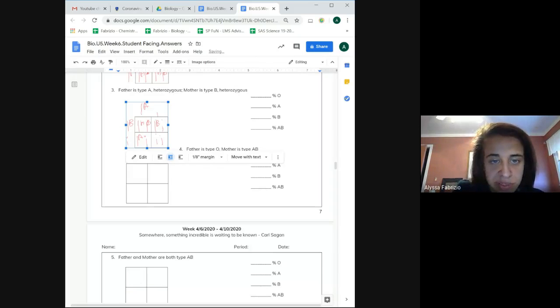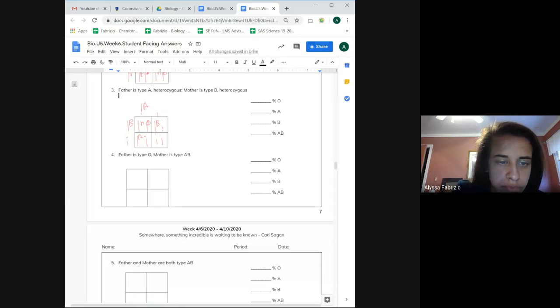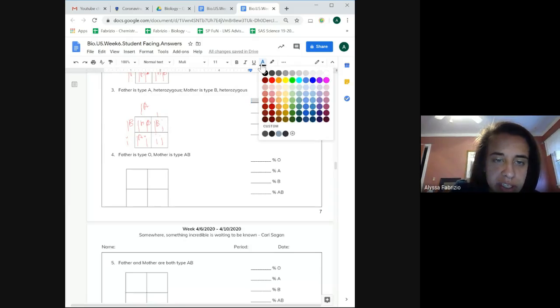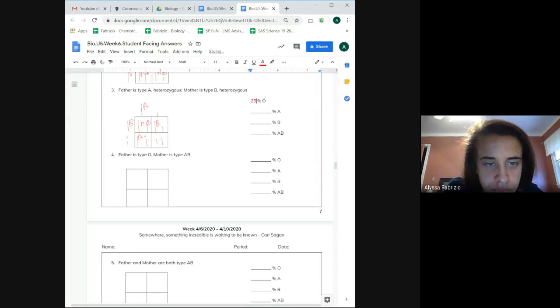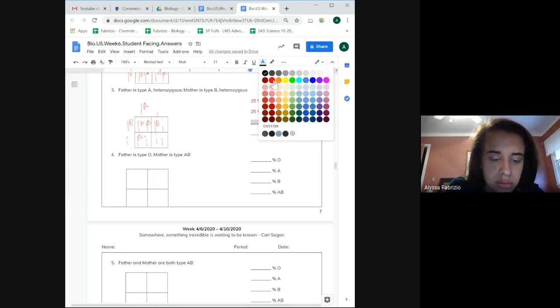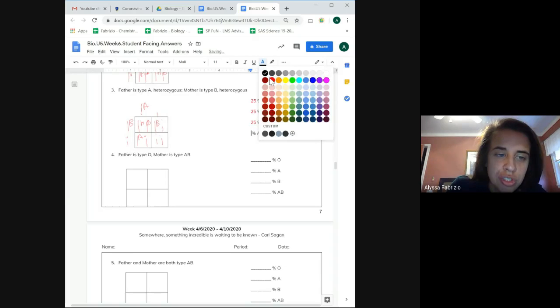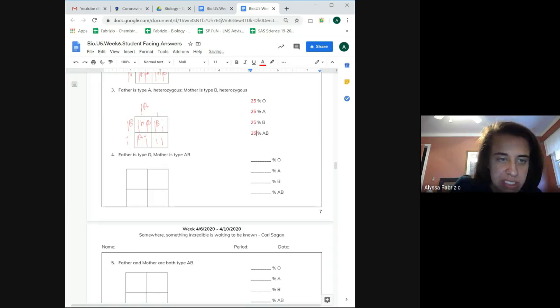Okay. And please fact check me if these do not look right. Okay, so we look at our chart and we see that 25%, one of the 4, are going to have type O blood. 25% are going to have this A blood. 25% are going to have B blood. And looking back at our table, 25% are going to have this AB blood type.